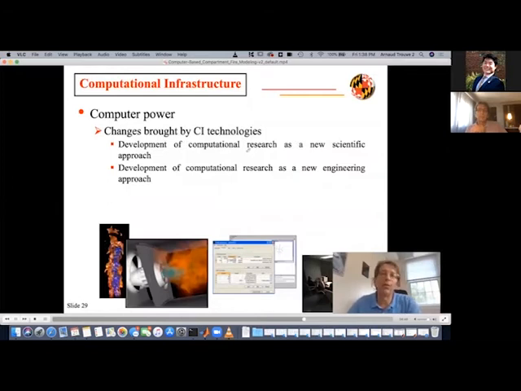All these technologies have allowed the development of computational research for basic engineering sciences. So now, in addition to the classical approaches to science based on theory and experiments, computational research is the third leg of science. And similarly, computational research has emerged as the tool of choice for engineering calculations. So practicing engineers routinely use computational models to calculate the behavior of their engineering system.